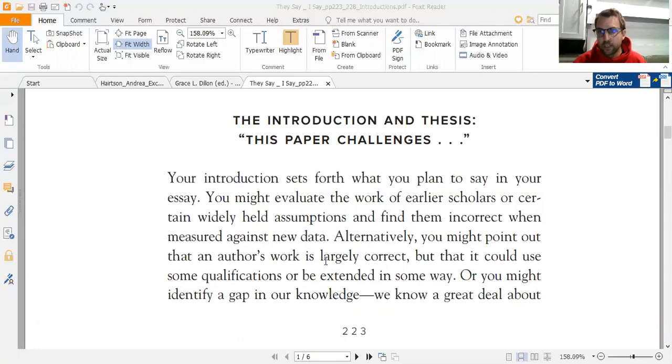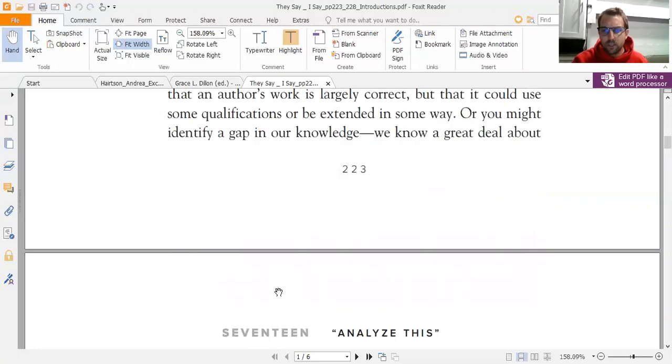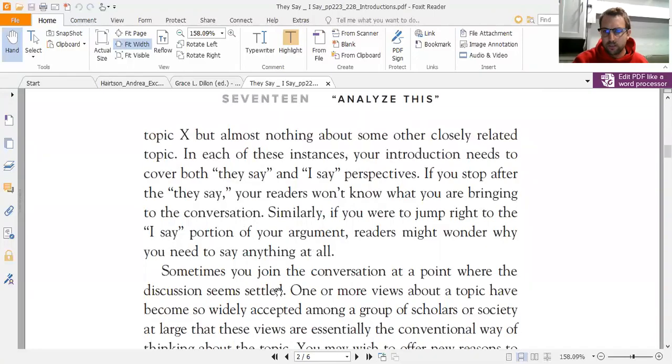Not undercutting it, but saying, it doesn't look as good if it doesn't take into account this, right? So you say, this could be better scholarship or something to that degree. And then the next sentence there, or you might identify a gap in our knowledge. We know a great deal about something, right? So you might do this, you might do that, you might do this. There's a lot of mights going on in this little paragraph here.